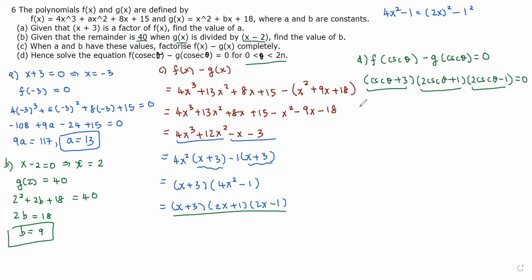So from the first term, cosecant theta is negative 3. When we set this to 0, we bring the positive 3 over and we get negative 3. Cosecant is the reciprocal of sine theta. You have to convert all these secondary trig ratios back to the primary. So 1 over sine theta is negative 3. Then from here, sine theta is negative 1 over 3.